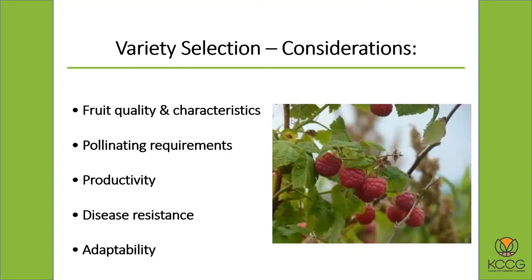So we'll look at kind of some of the fruit quality and characteristics. We'll look at pollination, although pollination for berries in some cases can actually be very easy when you think about raspberries and blackberries. You put a plant out there and it's self-fertile, so it's not that much of an issue. So we'll talk about some of these.